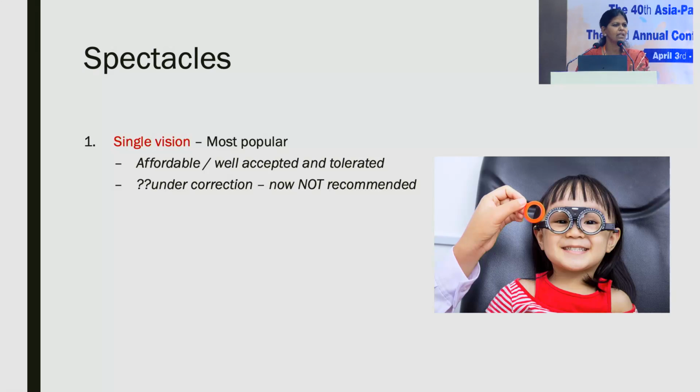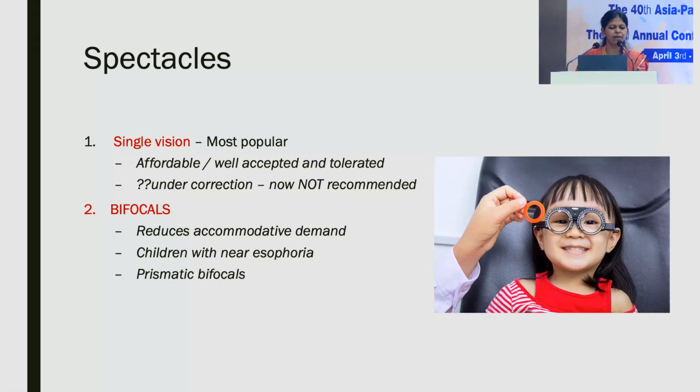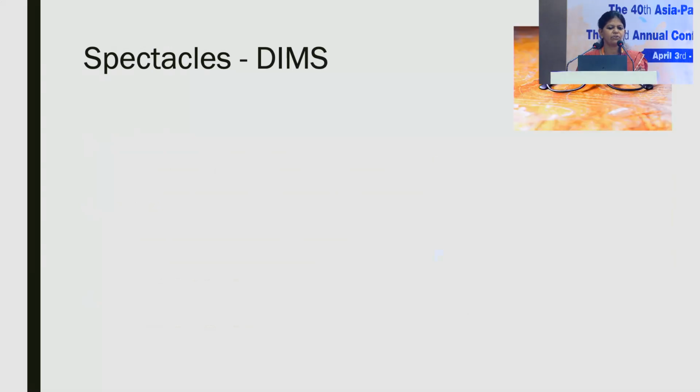So single vision glasses: most popular, very affordable, well accepted and tolerated. Under-correction used to have some role, but now it is not indicated. In fact, it's contraindicated. Bifocal glasses can reduce accommodation demand, and children with near esophoria can benefit to some extent. Prismatic bifocals can also be tried. Progressives have been tried, similar to bifocals, and have noted control of progression of myopia.